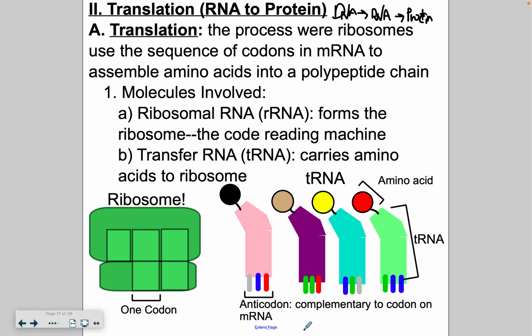So for example, if I have, let's just say, a codon of AUG, what would be my anticodon? Well, it's going to match complementary to it. So what pairs up with A in RNA? You'd say U. And what pairs up with U, it's A. And what pairs up with G is C. So my anticodon would be UAC.